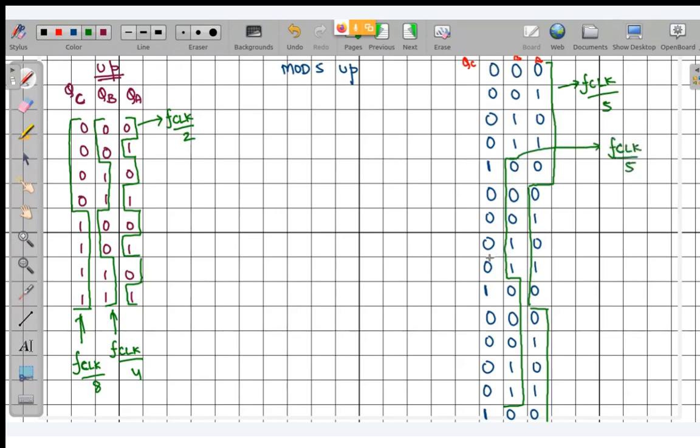Now look for this MSB term. Over here you can see there are 4 zeros then 1, 4 zeros 1, 4 zeros 1. So this is also getting repeated like this. So all the bits have frequency f clock by 5. So whenever we have mod 5 up or mod 5 down, our frequency is the same in all the bits.